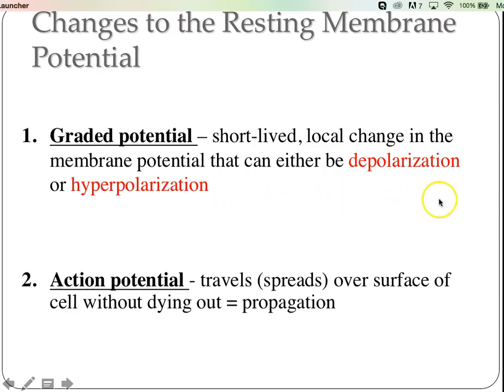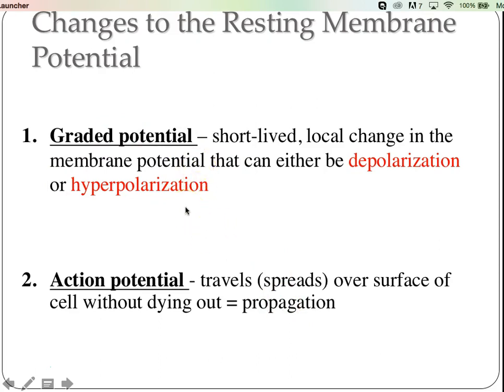So again, that's depolarization. And once we actually get it to that threshold, we call that an action potential. Once we have an action potential, that's the signal that's going to travel over the surface of the cell without dying out. The phrase for that, traveling over the surface without dying out, is called propagation. We say the signal is propagated down the length of the axon. And I do have another term here, something called hyperpolarization.